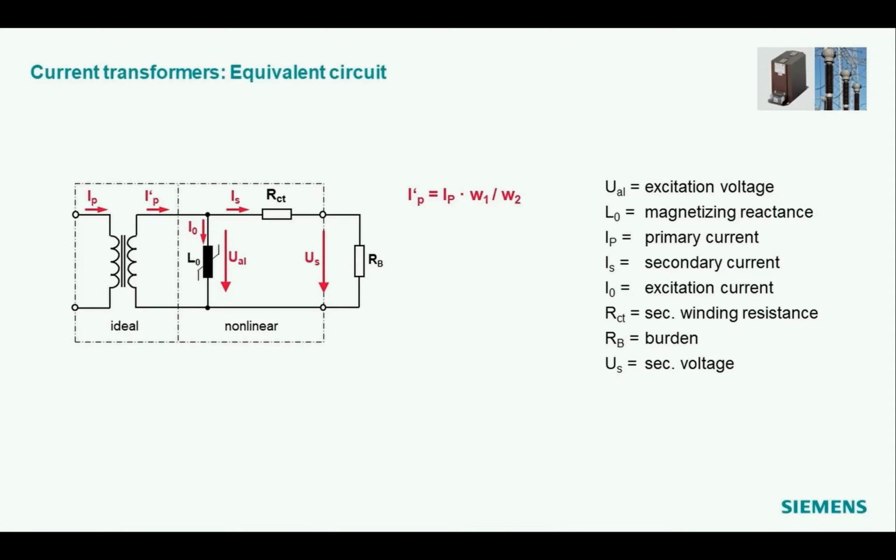What you see here is a simplified equivalent circuit for a current transformer. It shows only two additional components. That means on the left side, you see the ideal current transformer, which transforms from primary to secondary current in an ideal way. And then on the right part, you see two additional components. The resistor, RCT, is the winding resistance of the current transformer.